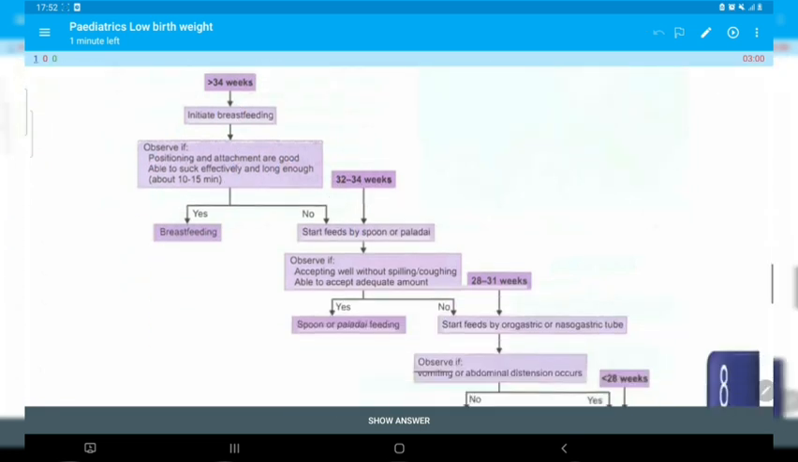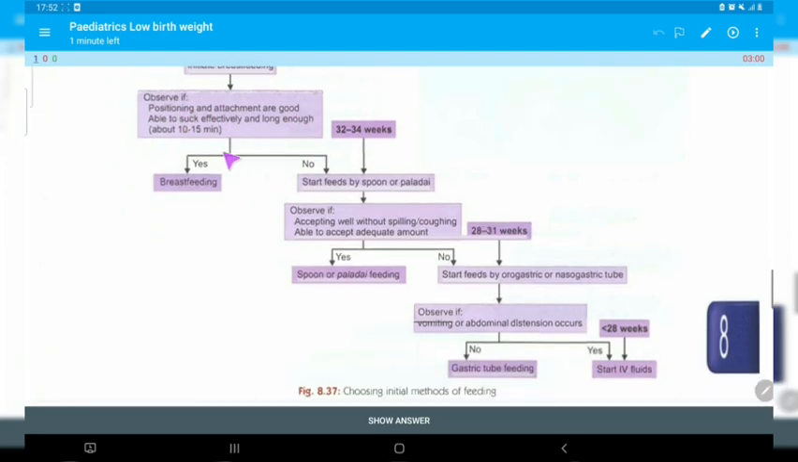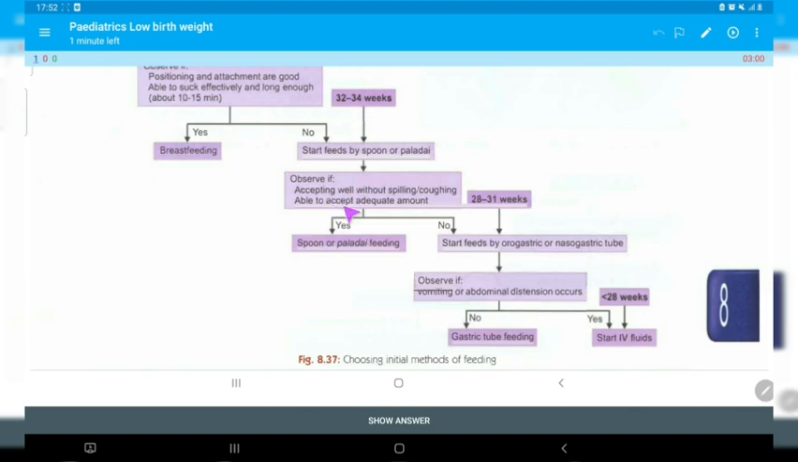Okay, so at more than 34 weeks, what happens? We can do initial breastfeeding. Observe if positioning and attachment are good, and the baby is able to suck effectively and long enough. If yes, that means breastfeeding. If no, we can start feeds by spoon or paladai. Observe if the baby is accepting well without spilling or coughing and is able to accept an adequate amount; if yes, continue spoon or paladai feeding.